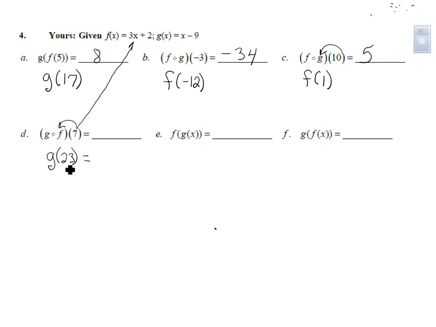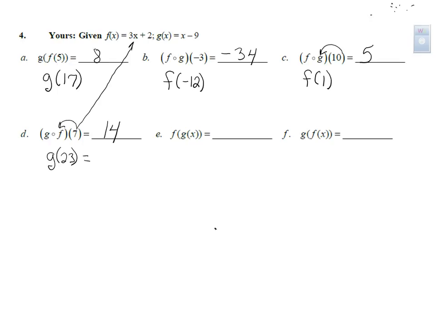So I'm going to plug 23 in for x right there. 23 minus 9 happens to be 14. Now guys, for the rest of the video, I won't do any more with numbers. I think you should have the hang of the numbers. I'll focus on E and F though.